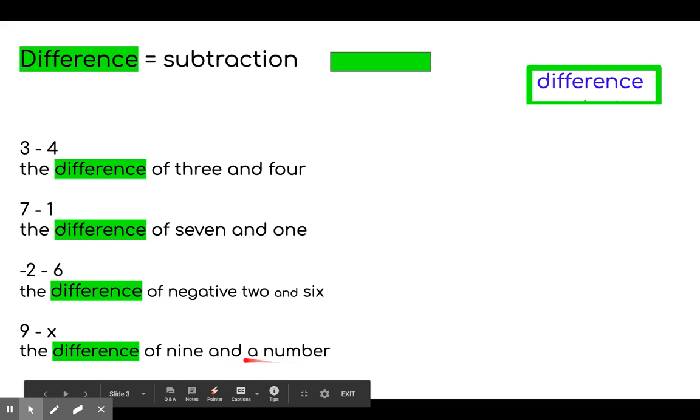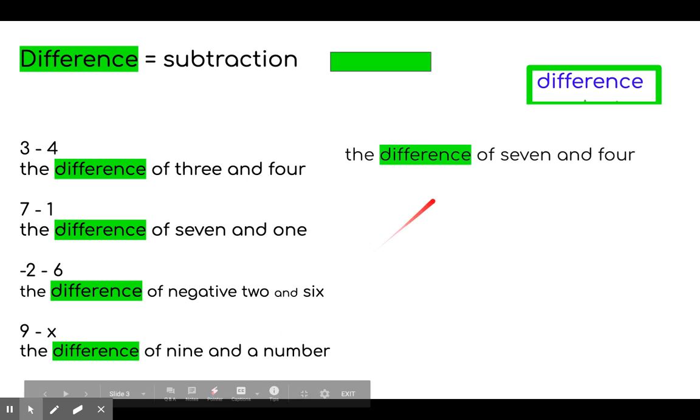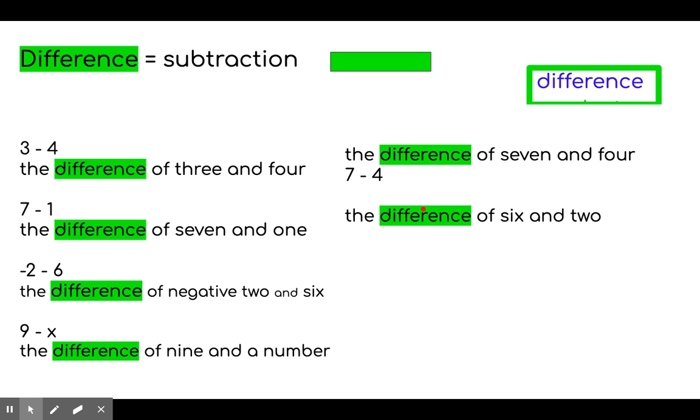Cualquier número, any number. We use the letter X to represent any number. Cualquier valor. The difference of 7 and 4. Subtraction. The difference of 6 and 2. The difference of negative 8 and a number. What will we write for this number?